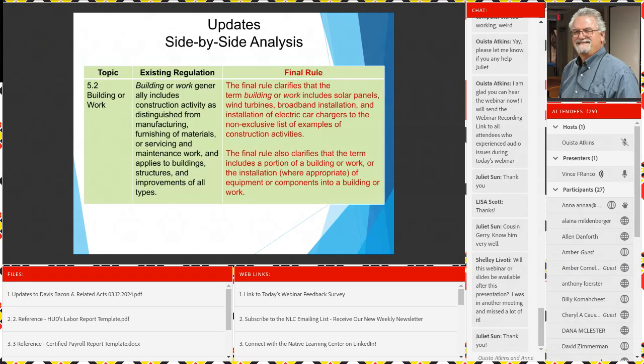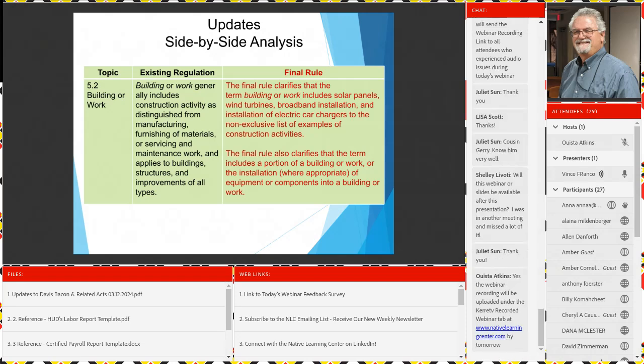Building or work, they give some definition here. This is one, take a picture of this slide. I don't know if it makes any difference day to day. Final rule clarifies that the term building or work includes, now they've added solar panels, wind turbines, not the President Trump's determination of a turbine, but wind turbines in general, broadband installation. Those are new. Those are new words.